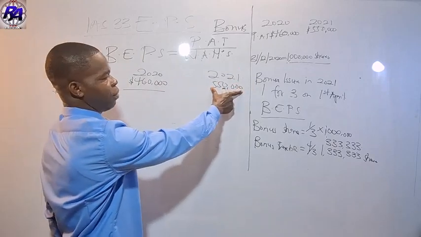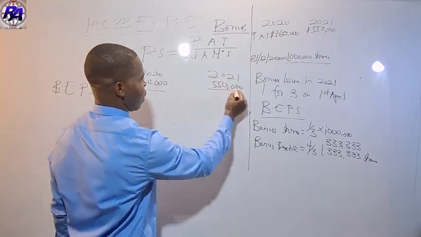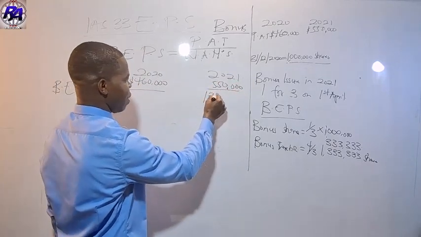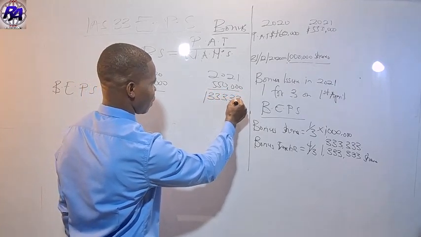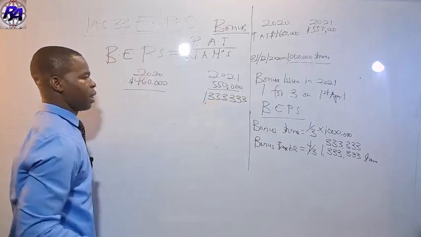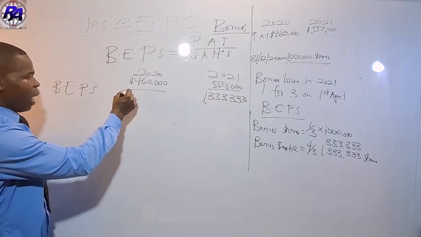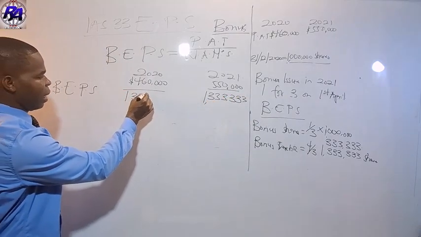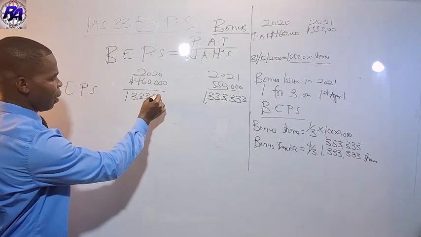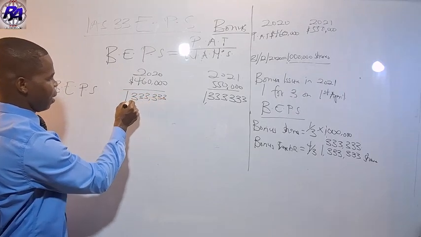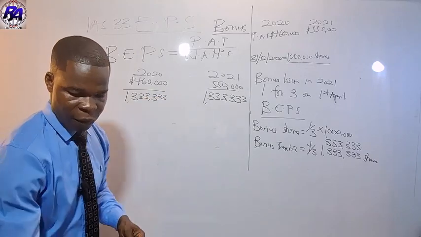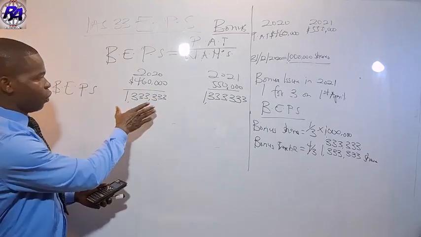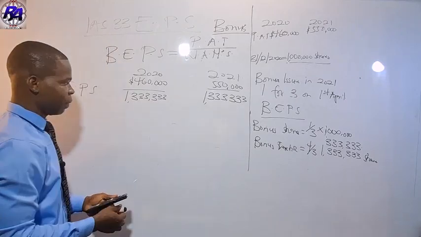What is our current period? Okay, so in 2021, we are going to divide this by 1,333,333 shares. The same will apply to this 1,333,333. So this will give us the earnings per share for 2020 and then 2021. So let's see what we are going to get.